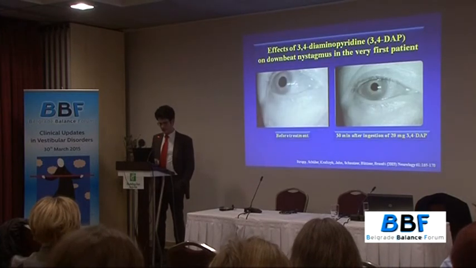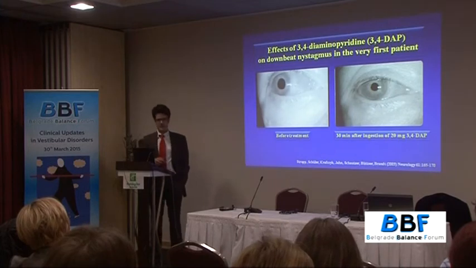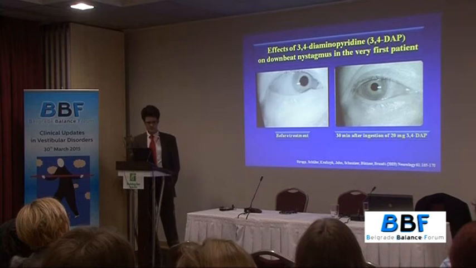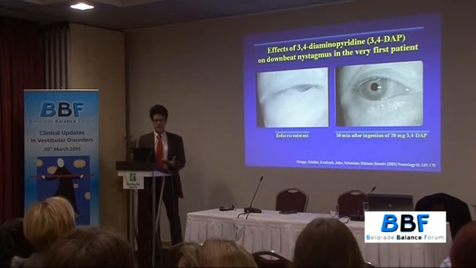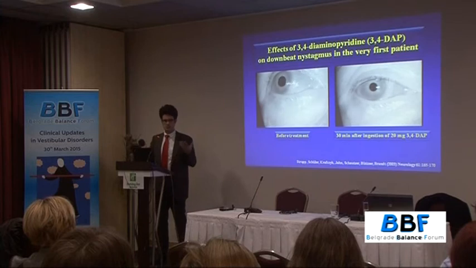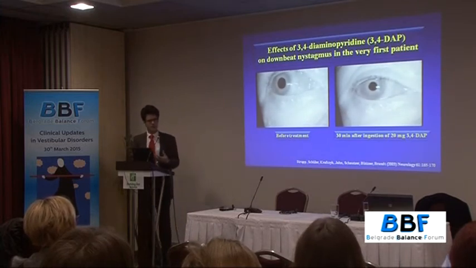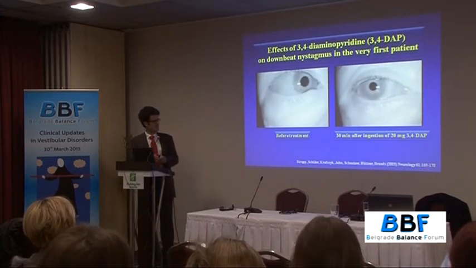What do we do about it? So we still have another application for the aminopyridines. As you heard, the aminopyridines are drugs which act on the excitability of Purkinje cells. In downbeat nystagmus, you have a hypofunction of your Purkinje cells in the flocculus. So what you can do is try to increase the excitability of your floccular Purkinje cells.